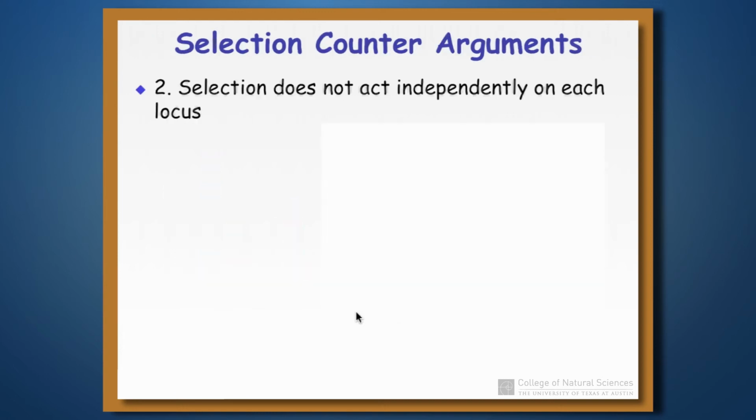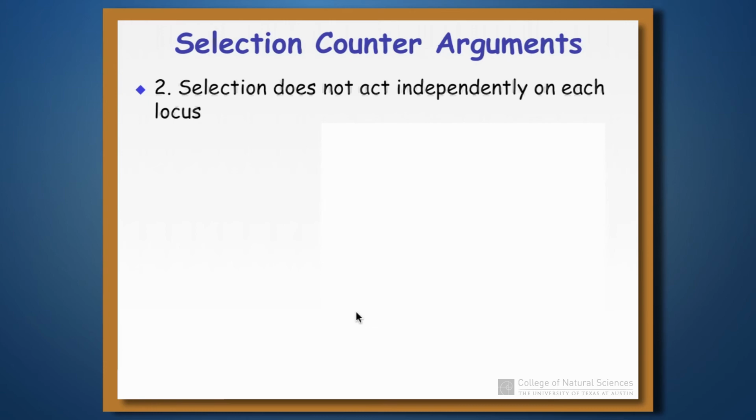All right, so hopefully that helps. Then the second thing we talked about was the assumption that all the loci act independently. Remember, we raised the average fitness of the population to the 3,000th power because we assumed that all 3,000 heterozygous loci were acting independently. But we know that that's not true.